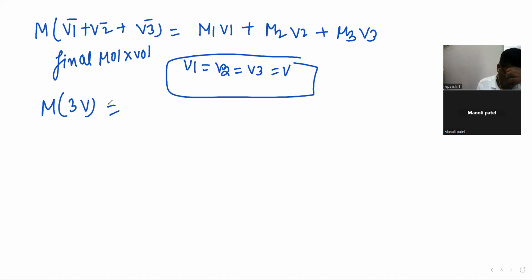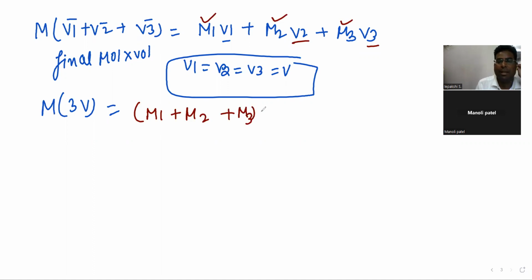Now put the value, right? From these three terms, volumes are constant, V1, V2, V3. M1, M2, M3 are different. So the one I'm marking in red is the only one that differs. Take V as common, and M1, M2, M3 in the bracket. So it will be M1 plus M2 plus M3, into V, right? So this V and this will get cancelled.